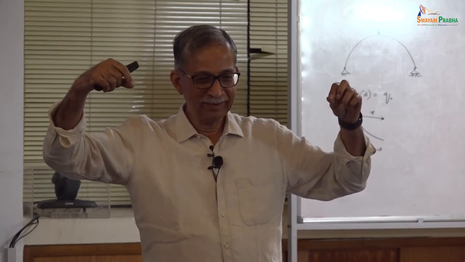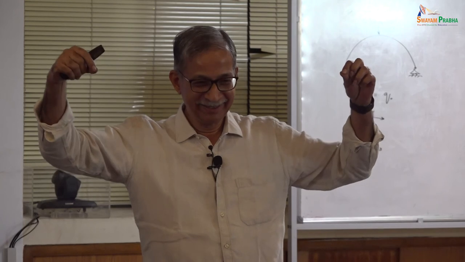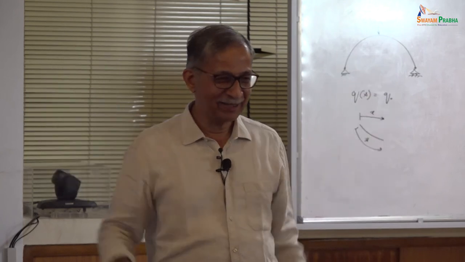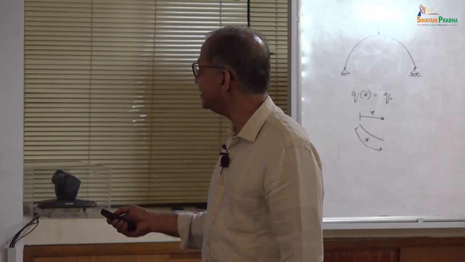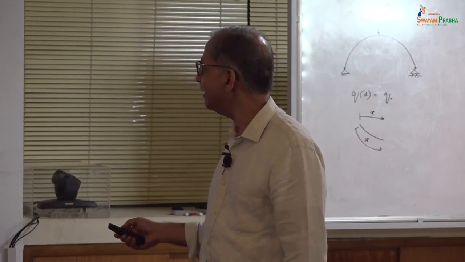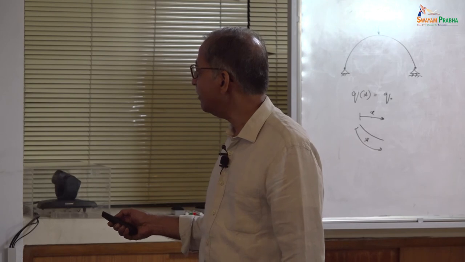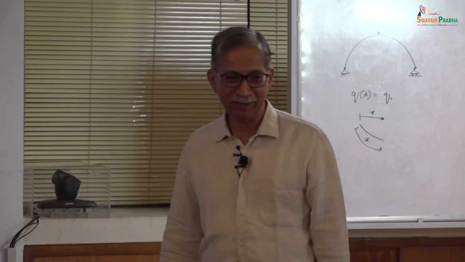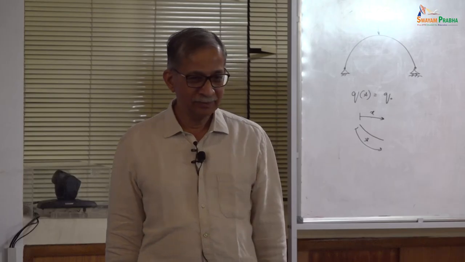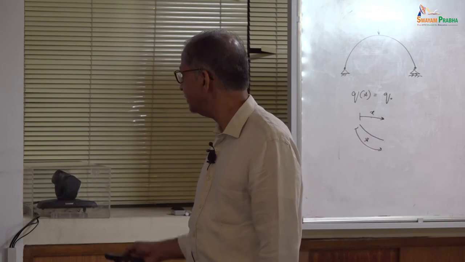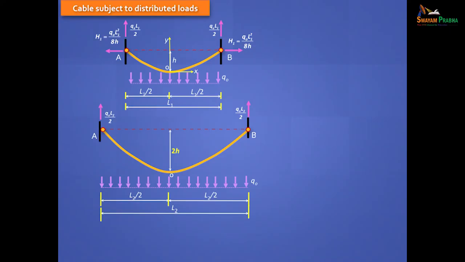Now, you know your cable analysis. I want to ask you, if I have this chain, of a certain length, and they want to sell me a longer chain, will it be the same parabola or will it be a different parabola? So let's look at it. Let's say I make this 2H. What's the relationship between L1 and L2?